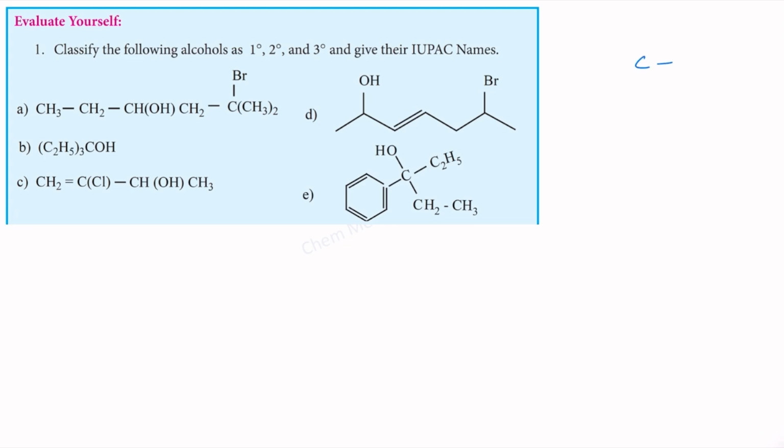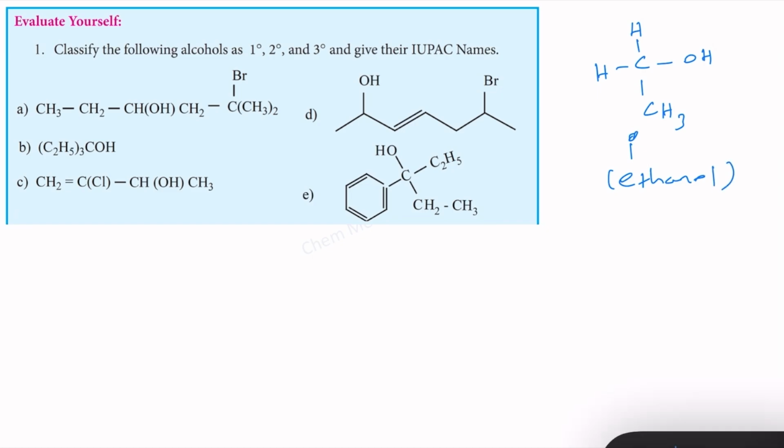If a carbon atom bearing the OH group is directly connected to one other carbon atom, then it is called primary alcohol. For example, ethanol is a primary alcohol because the carbon atom bearing the OH group is directly connected to one carbon. Are there exceptions to this? Yes, methanol is an exception in this case.